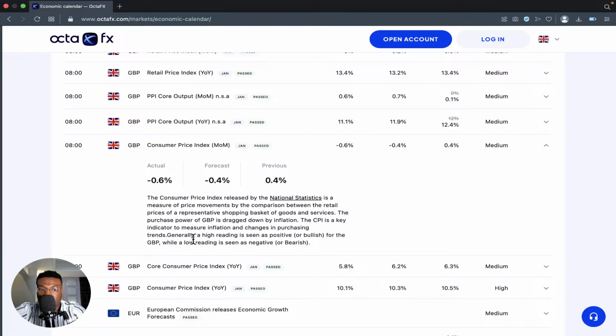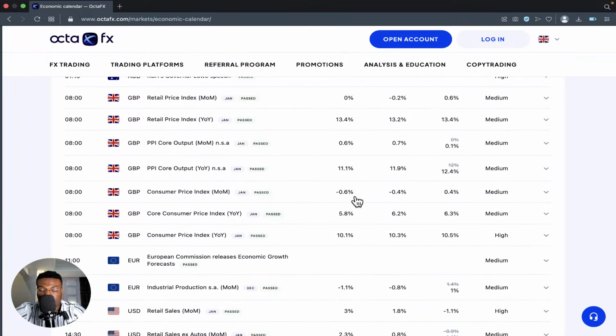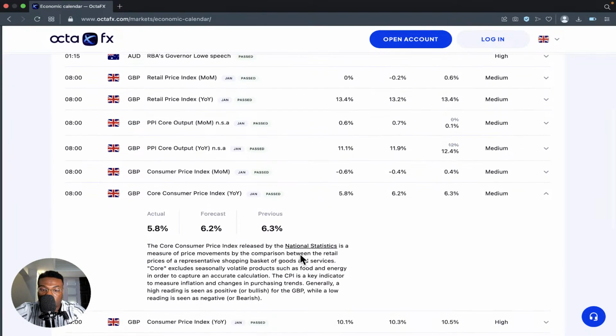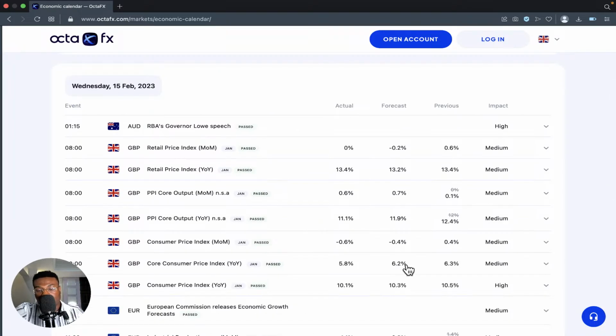So basically, a high reading is seen as positive or bullish for the GBP, while a low reading is seen as negative or bearish, right? We're seeing minus 0.6, and we're seeing the previous being 0.4. So we obviously know that it's lower, right? Same thing goes for the consumer price index year over year. You click and then you identify the impact this event is going to have on the pound. The high reading is seen as positive for the pound, and the low reading is seen as negative or bearish, and it's obviously 5.8% as compared to the previous reading, which was 6.3%. And that's a low reading, right?